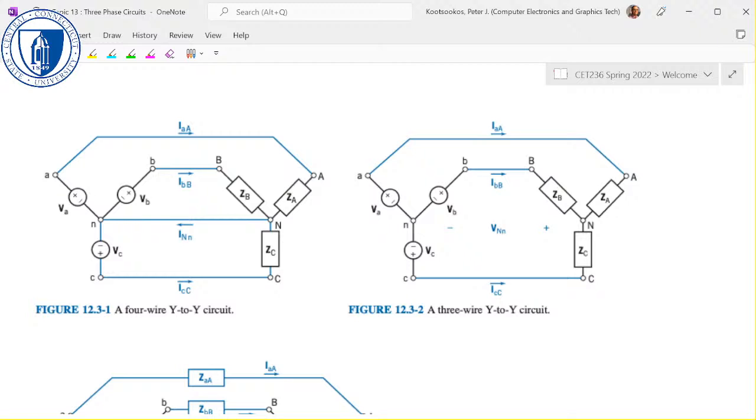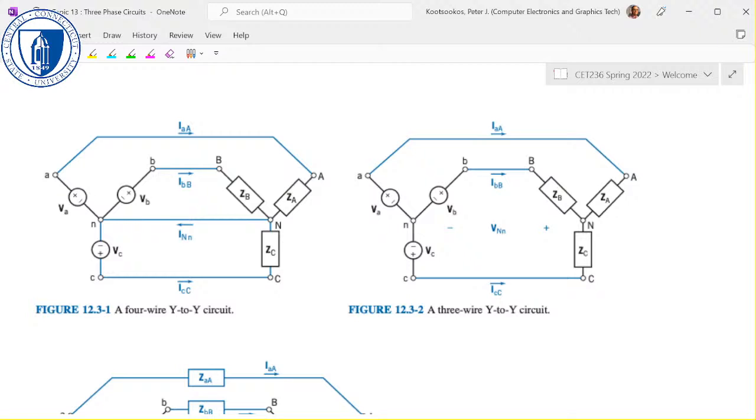Unfortunately, my home is a different load from my sister's home or from my mother's home, right? So ZA, ZB, and ZC are often different. If those ZA, ZB, and ZC are different, that's called an unbalanced load. If they were all the same, that would be a balanced load.